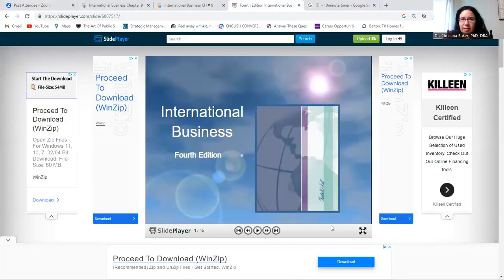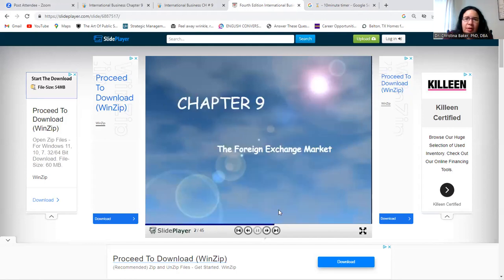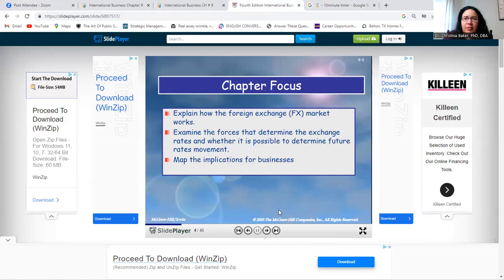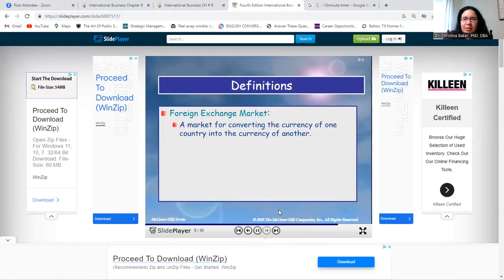So this is a little overview about international business. Chapter 9, we're talking about the foreign exchange. Here's an example of Japan Airlines. Explain how the foreign exchange market works, examine the forces that determine exchange rates, and map the implications of exchange rates for managers.